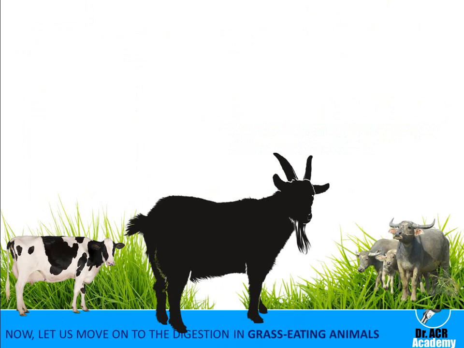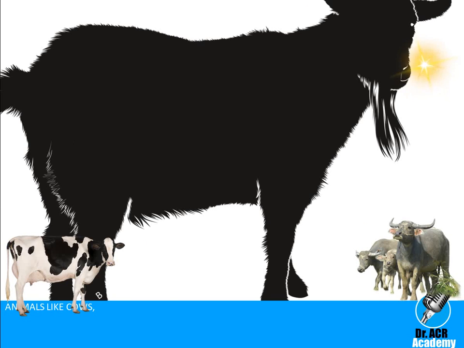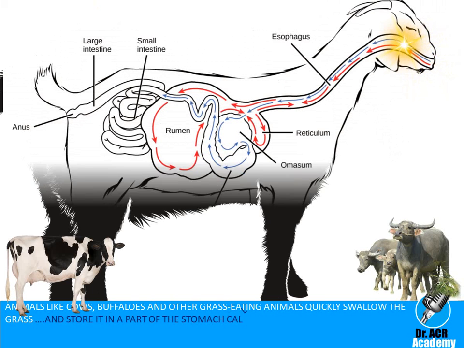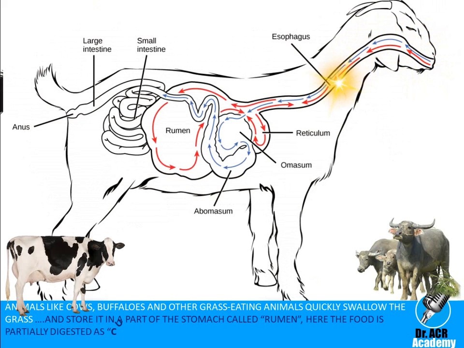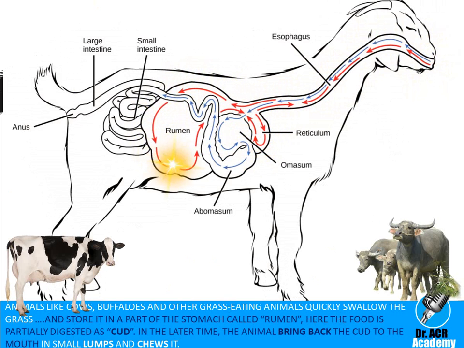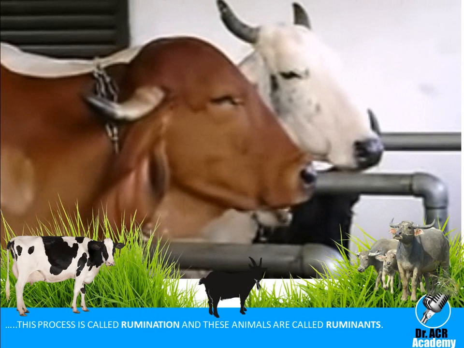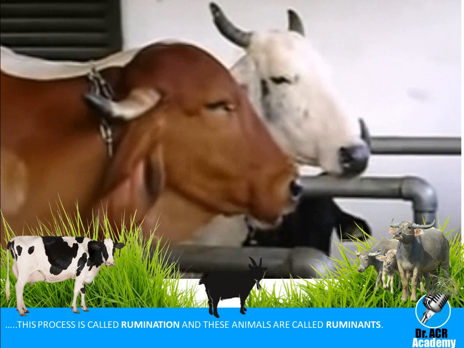Now let's move to the digestion in grass-eating animals. Animals like cows, buffaloes and other grass-eating animals quickly swallow the grass and store it in a part of the stomach called the rumen. Here, the food is partially digested as cud. At a later time, the animal brings back the cud to the mouth in small lumps and chews it. This process is called rumination, and these animals are called ruminants.